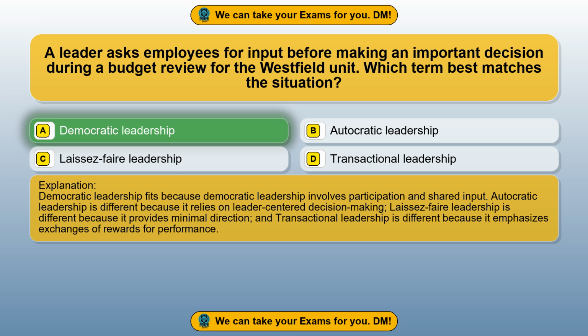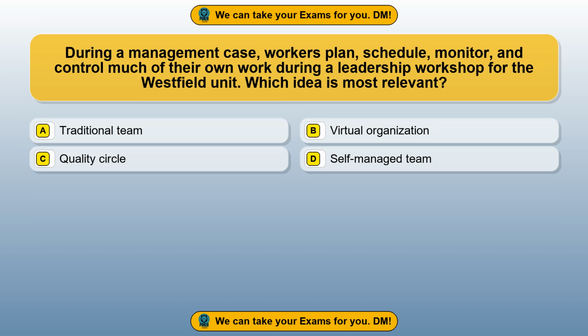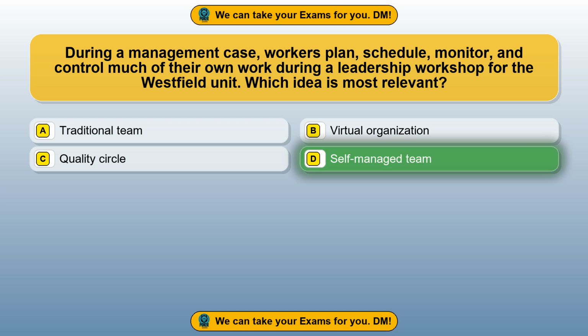Question 70. During a management case, workers plan, schedule, monitor, and control much of their own work during a leadership workshop for the Westfield unit. Which idea is most relevant? Option A, traditional team. Option B, virtual organization. Option C, quality circle. Option D, self-managed team. The correct answer is option D, self-managed team.